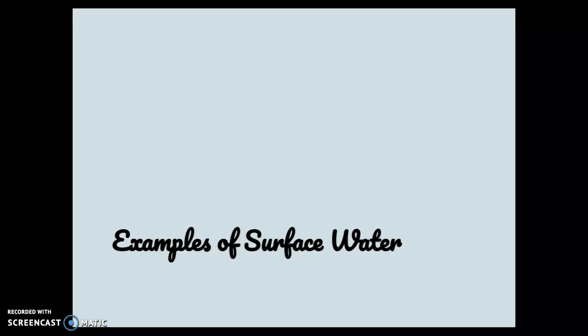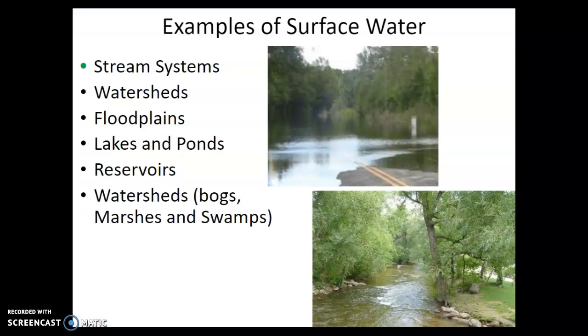So we've talked about the different conditions that will contribute to either surface water or groundwater. And now we're going to take a look specifically at surface water, some examples of surface water. We'll go into groundwater tomorrow, but for now we're going to look at the examples of surface water on our planet. Okay, so some examples include streams, which are basically just smaller rivers, watersheds, floodplains, lakes and ponds, reservoirs, and wetlands, which include bogs, marshes, and swamps.